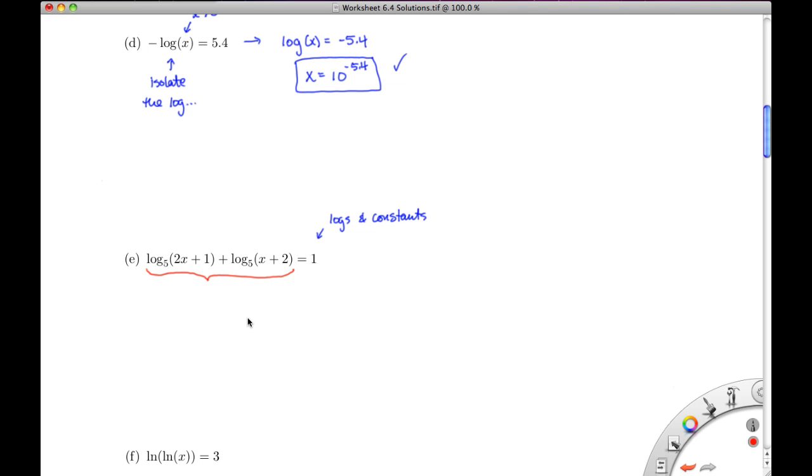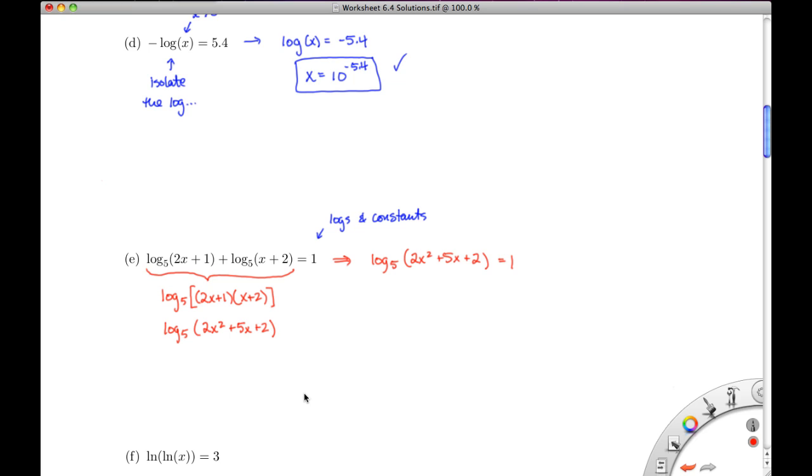So we've got the sum of two logs with the same base, so we can combine them as a product in the argument. So we've got the log base 5 of the product of our two arguments, which would be 2x plus 1 times x plus 2. And we're going to go ahead and just multiply that out now, just to save us some time later. So it's going to be 2x squared plus 4x plus 1x, which would be 5x, plus 2. So now we can go ahead and take this over, and we now have one logarithm, the log base 5 of 2x squared plus 5x plus 2 is equal to 1.